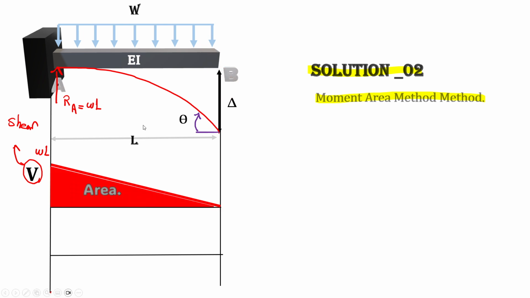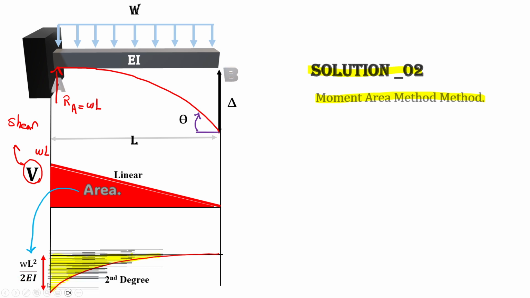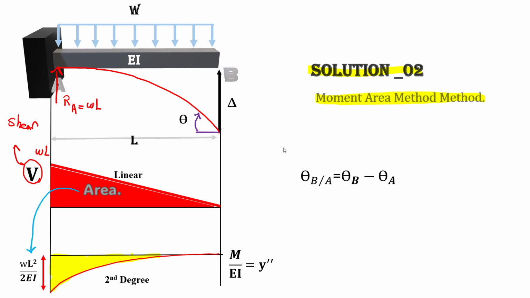And then the area under the shear is the amount of moment. And if we divide the moment by EI, that's a second degree curve also, that's M over EI, and it is equal to Y double prime. And theta at B with respect to A is equal to theta B minus theta A. We do know that because it's fixed, there is no theta at A, so theta at A is equal to 0.